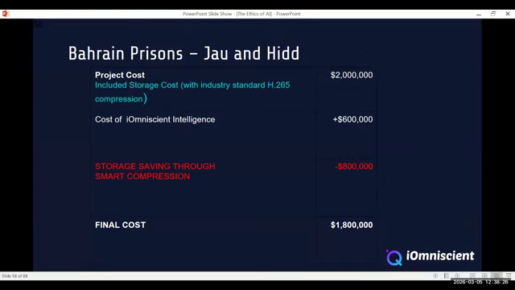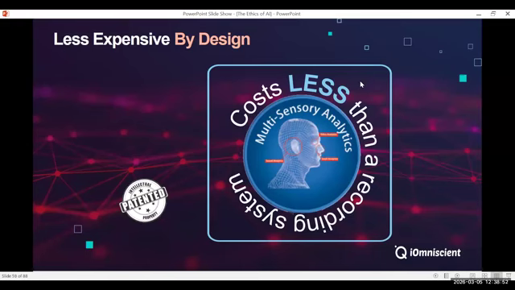And they said, "No, it's all allocated out. We have to buy computers and cameras and networking and this and that. And your software is an extra $600,000 on top of what we are going to spend. And we don't have that extra money." We finally convinced them to implement the whole system. And they saved $800,000 just on the storage. So the whole project came in at 1.8 million instead of 2 million.